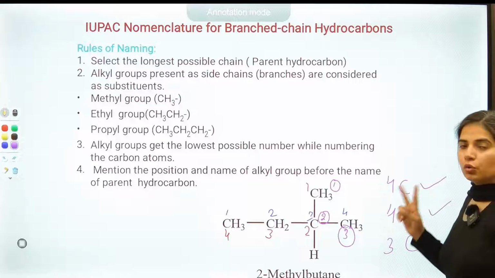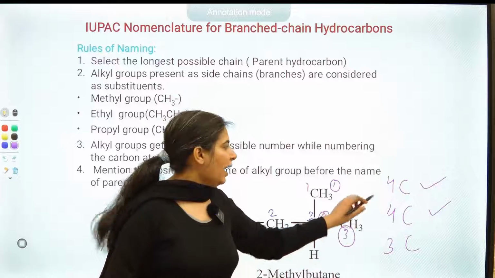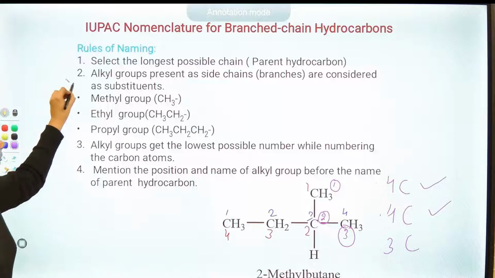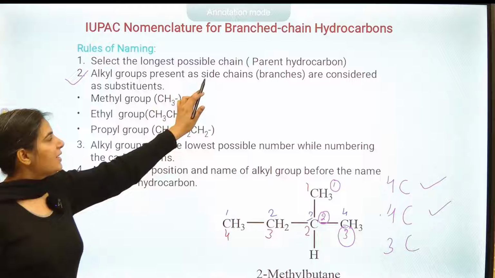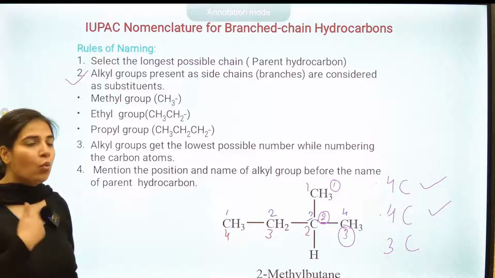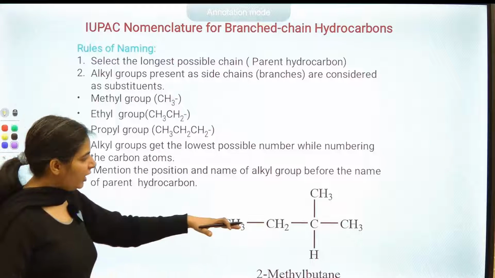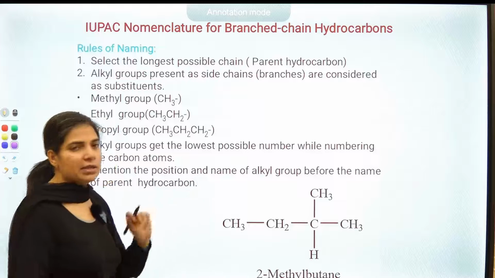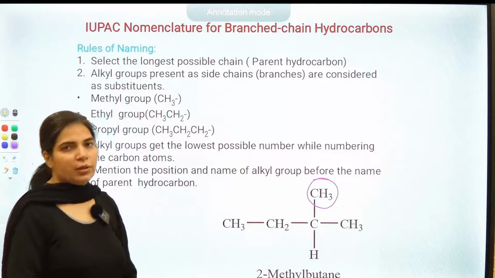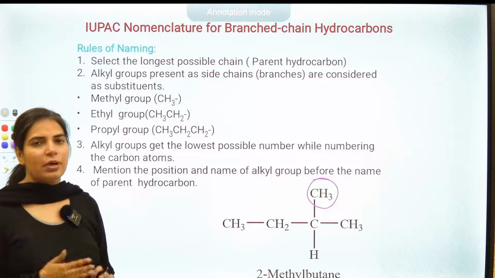We are having 2 longest chains, so we can consider any one from them. The next rule is that alkyl groups present as side chains are considered as substituents. Now what we need to do? We have to find out the substituent. If we are considering this as our parent chain, then this will be our substituent. This is the alkyl group which works as a substituent.